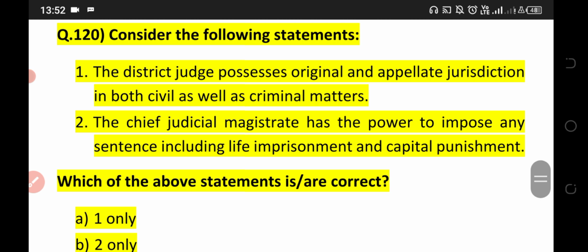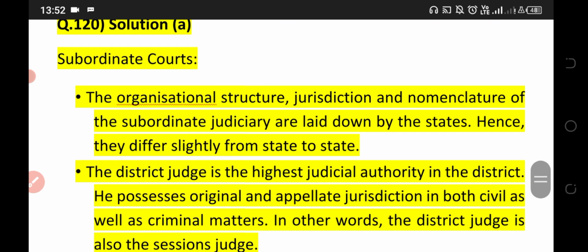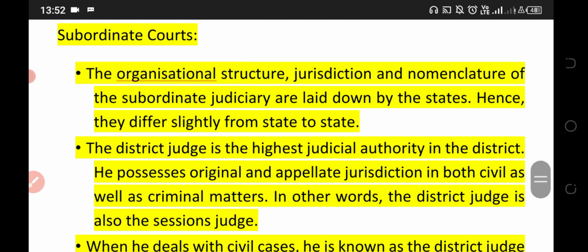Consider the following statements. District judges possess original and appellate jurisdiction in both civil as well as criminal matters. The Chief Judicial Magistrate has the power to impose any sentence, including imprisonment and capital punishment. Yes, A statement is correct. Session court has the power for criminal matters.